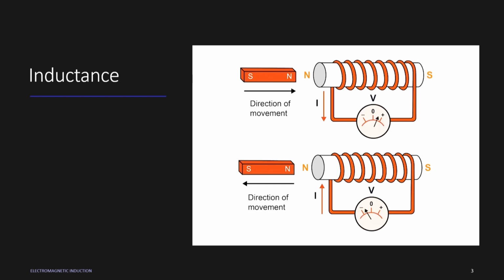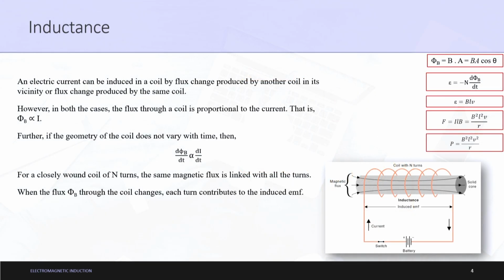So, now what is inductance? Let me go through everything. It is a new concept, so please be clear and listen carefully. Let me go line by line. An electric current can be induced in a coil by flux change produced by another coil in its vicinity, or by flux change produced by the same coil. It is a very important line, so I will explain it to you again.